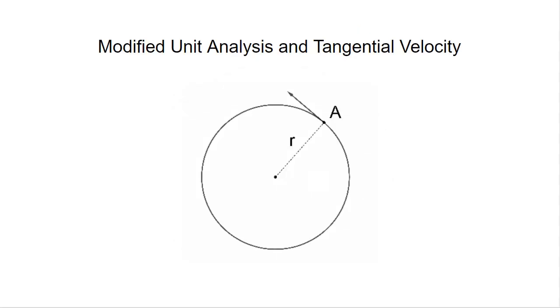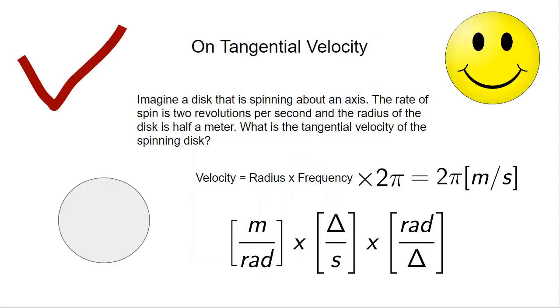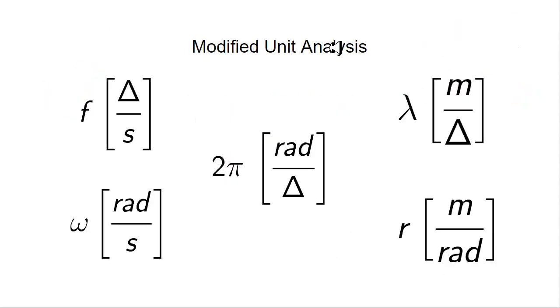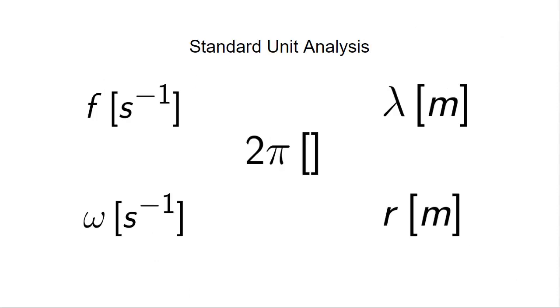Okay, so this is why the tangential velocity is really important, and it's really important that we get the right answer. And so it is my opinion that modified unit analysis is more complete. It's more robust, more complete than standard unit analysis. In standard unit analysis, both cyclic frequency and frequency have the same units, and wavelength, circumference of the circle, and radius all have the same units.